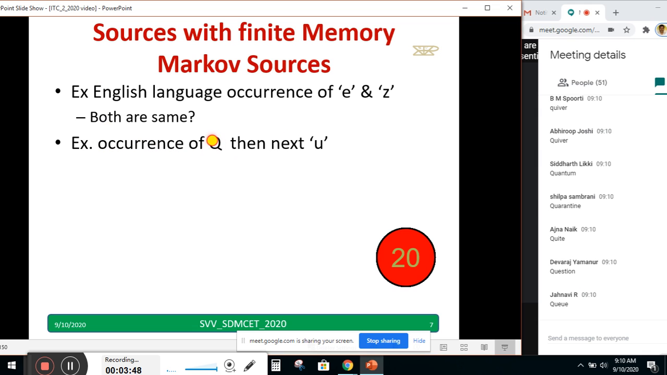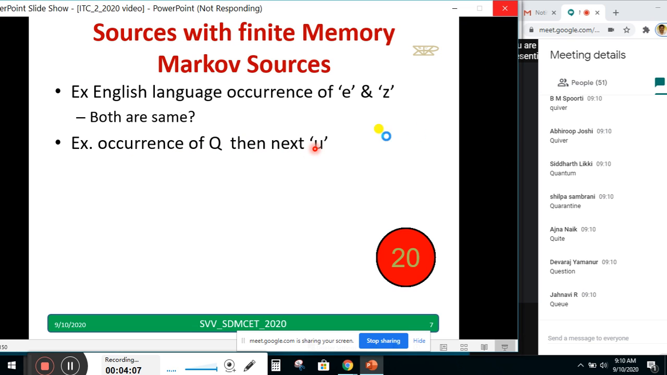Whenever I say Q as the first character, the second character is almost U in most of the examples. So when I say Q, the probability of occurrence of U is almost near 1. It's very difficult to recall a word which has a letter other than U as the second character after Q. It's very difficult, but most of the words have U whenever I say Q.